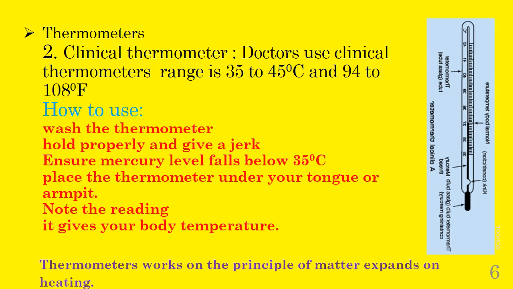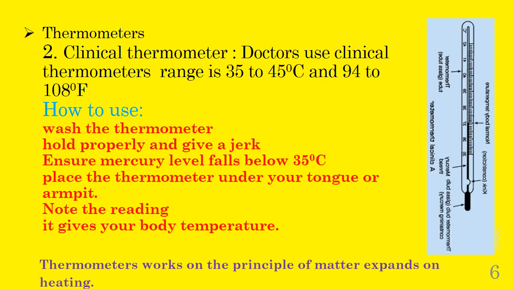Understand? So what the doctor will do, first of all, he will wash the thermometer with pure spirit or water. Okay, and he will hold it properly and give a small jerk to it, so that all the mercury falls below the kink. So where is the kink? Yes, at the bottom of the clinical thermometer, isn't it? The small bend is called the kink. So it should fall down below the 35 degrees level. That means mercury should be below 35 degrees.